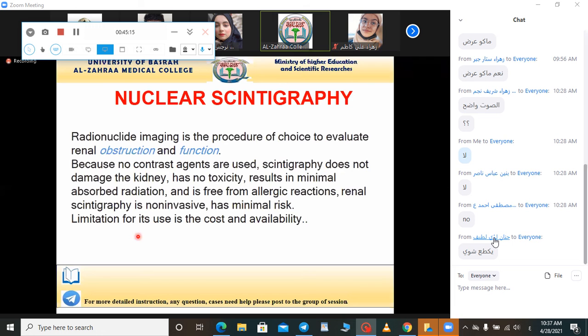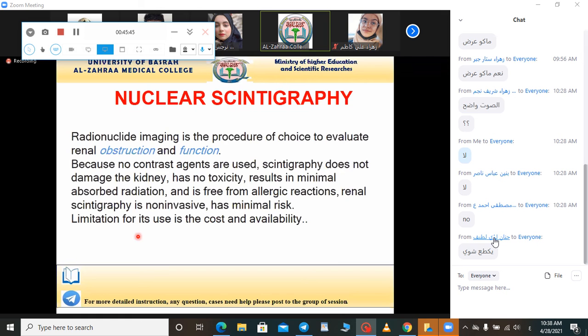By nuclear scintigraphy, there is no contrast agent used, like in MRI, so it does not damage the kidney. It has no toxicity. It also results in minimum absorbed radiation, not like the CT. There is high radiation in CT, while in nuclear scintigraphy it's mostly safe. It is also free of allergic reaction. There is no contrast used, so there is no allergic reaction. Renal scintigraphy is also non-invasive and has minimal risk.